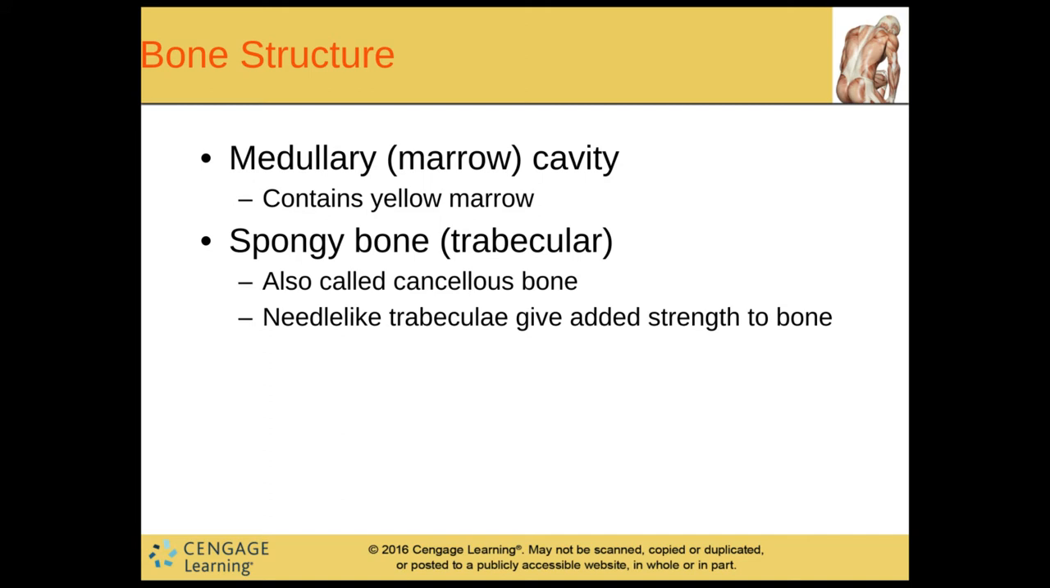So then the inside of our bones, right, we have that marrow cavity, or the medullary cavity, which contains yellow bone marrow. And then we have the spongy bone, and it's also called cancellous bone, right? So there are these little tiny holes, basically, that give added strength to the bone. I know that sounds kind of funny, but that's what builds up that structure and strength of a bone.